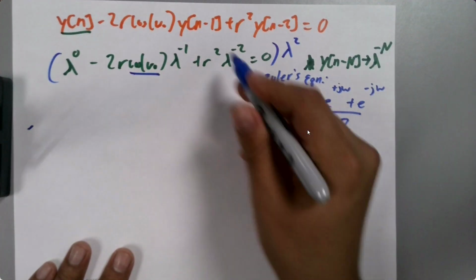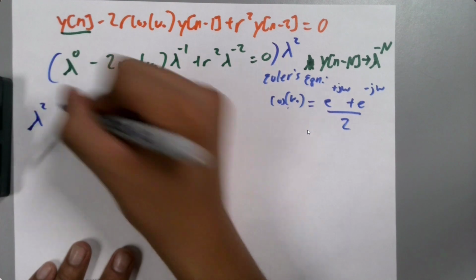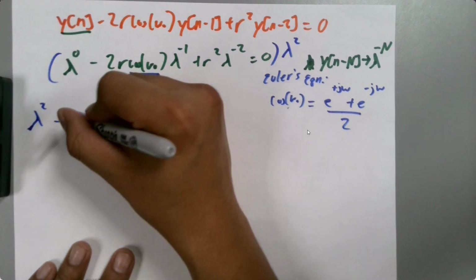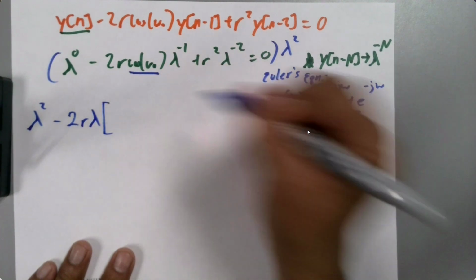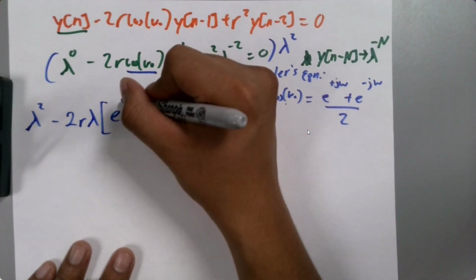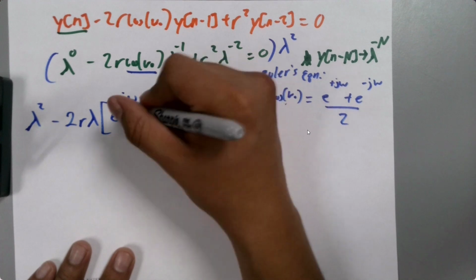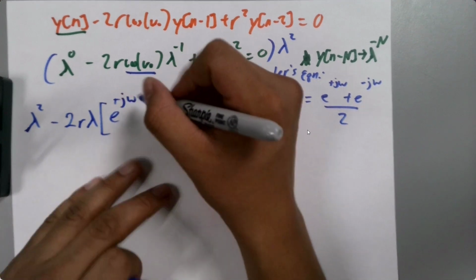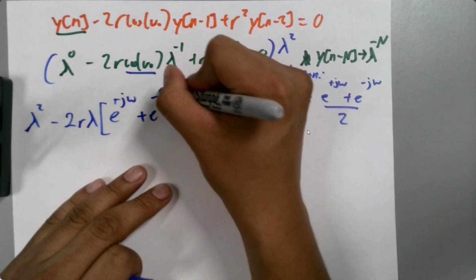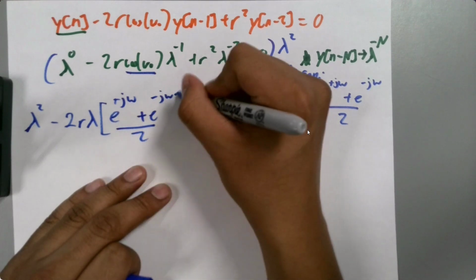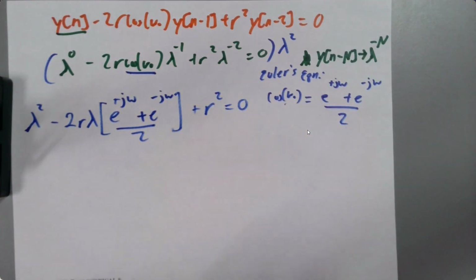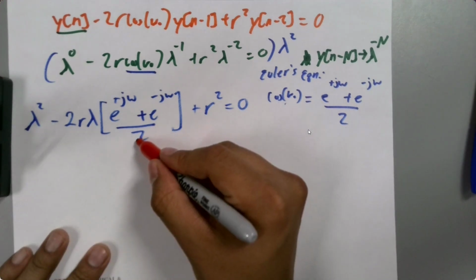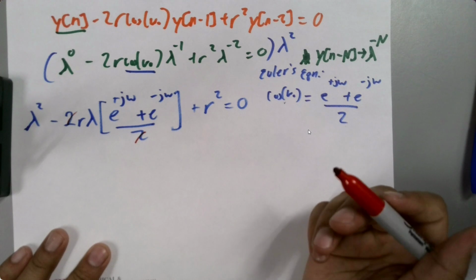Okay, and then I'm going to replace this into there too. So lambda squared minus 2r, I'm going to put the lambda right in front. Do this, e to the j omega positive. I like putting the positive there because it gives me sanity. Plus e to the minus j omega divided by 2, plus r squared is equal to 0. All right? So you see that 2 right there? Gone. Boom. Done. You don't have to worry about it.